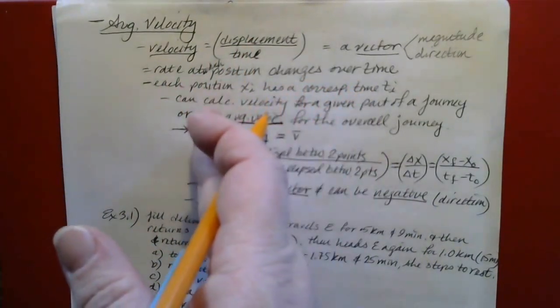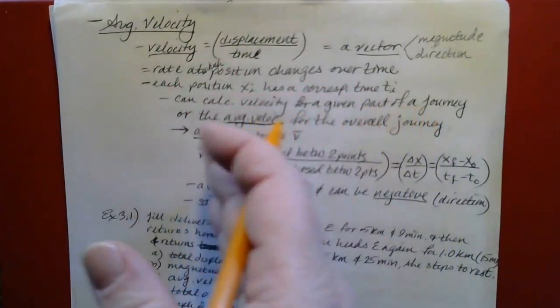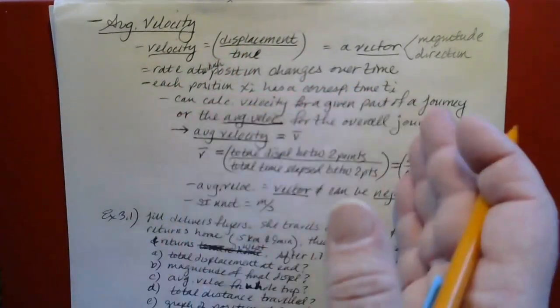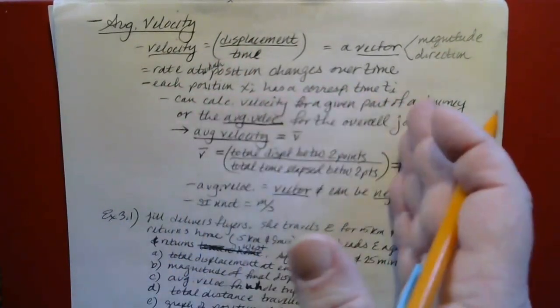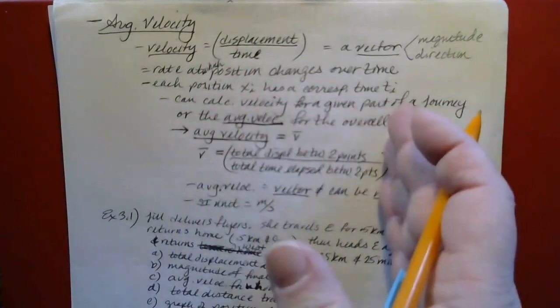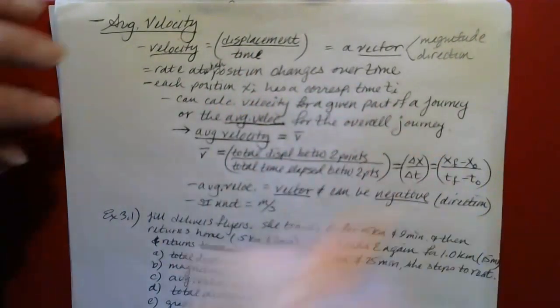So you've got a position, and then you have a new position, and it took a certain amount of time to get from one position to the other. And the change in position divided by the amount of time it took to go from one position to the other is your velocity over that time period.